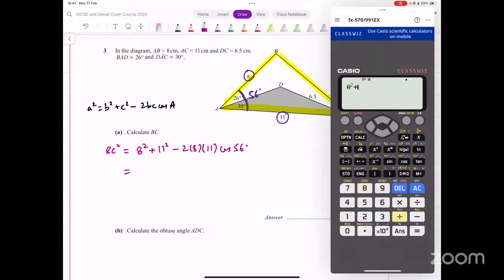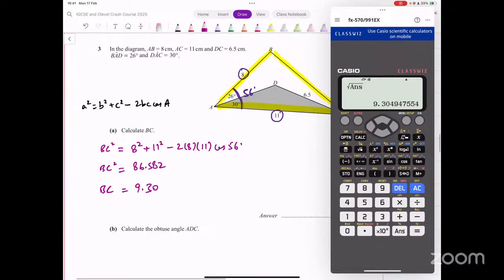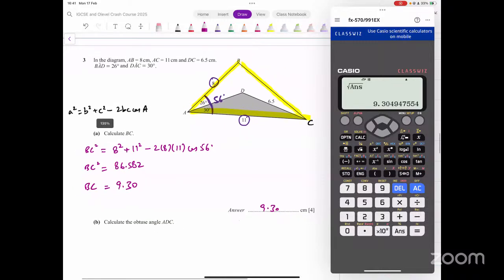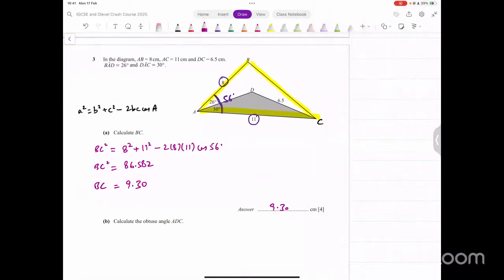You can calculate and see what this turns out to be. 8 squared plus 11 squared minus 2 times 8 times 11 times cos of 56. On the right side, I'm getting 86.582. That's BC squared. You can take square root on both sides now. And that gives me 9.30 to three significant figures. That's the length of BC that I'm getting, 9.30. Okay, so that's the first part.